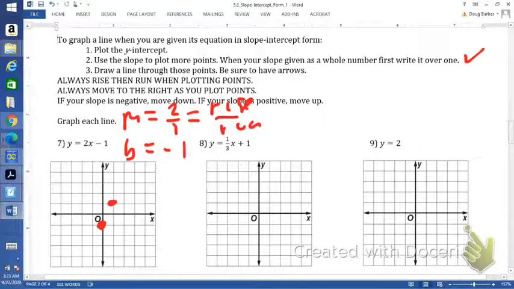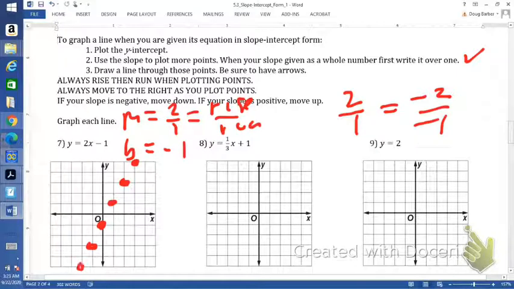Now you can stop here and connect with a line, or you can continue to make the graph more accurate. So that's what I'll do. Up 2 over 1, up 2 over 1. Now you can also, 2 over 1 is the same thing as negative 2 over negative 1. A negative over negative would give you a positive. So I can also go down 2 and to the left 1. And then I connect the points with a line and make sure I draw my arrows.